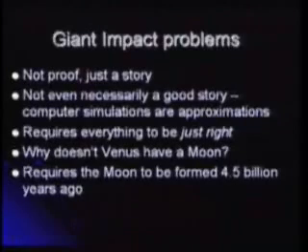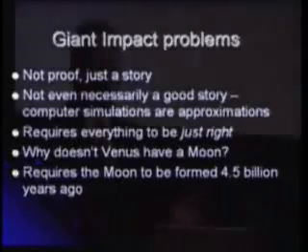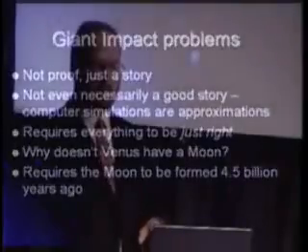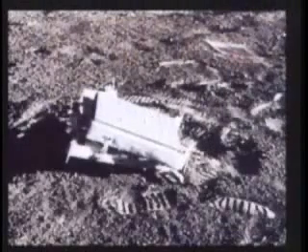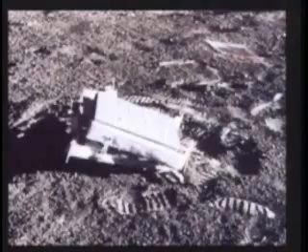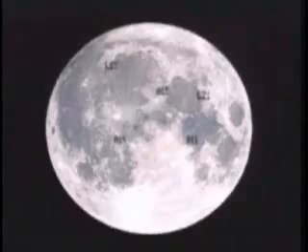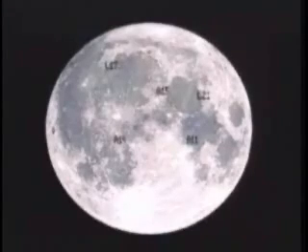But Venus doesn't. Another problem with it is it requires the moon to have been formed 4.5 billion years ago, which incidentally is the age that you'll hear that the moon is if you look this up. But the moon can't be that old. Here's why. One of the things that the Apollo missions did, they left some things behind besides footprints. And one of them is these light reflectors here.